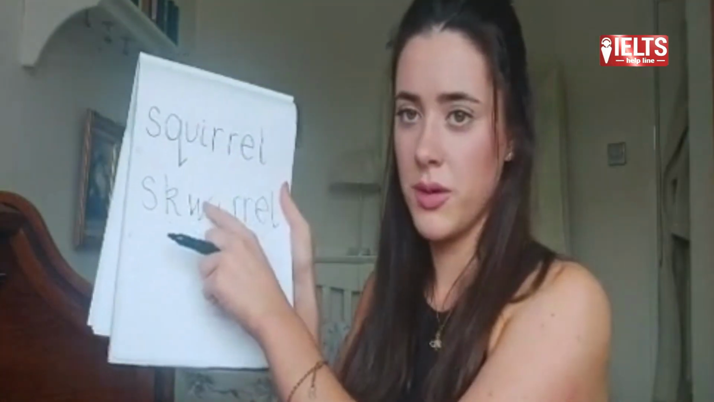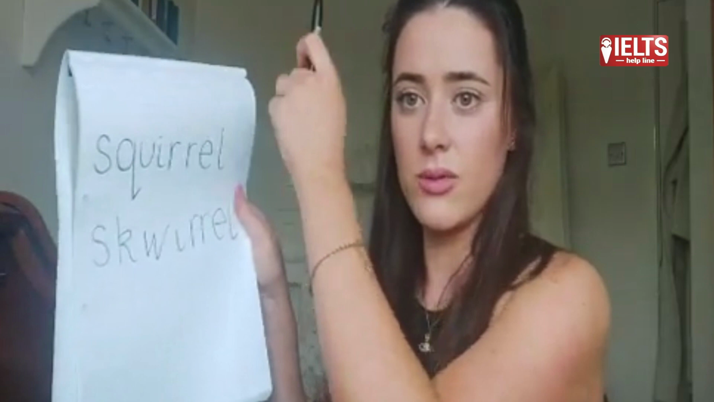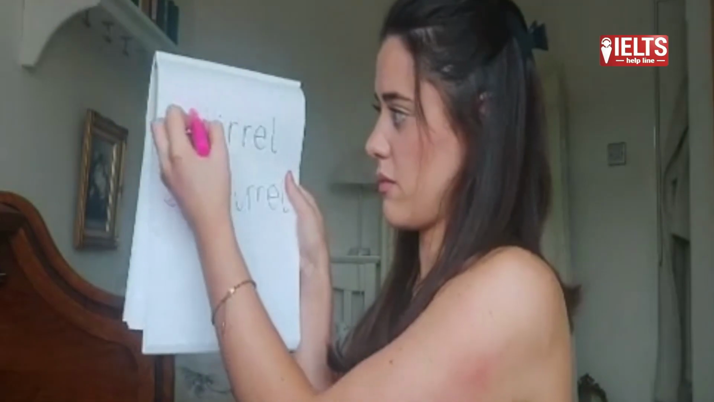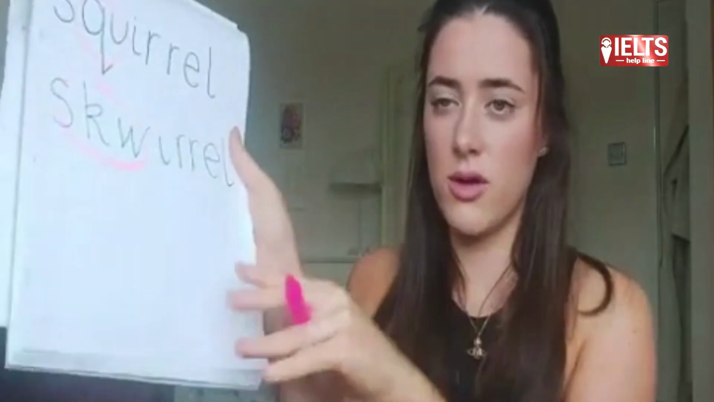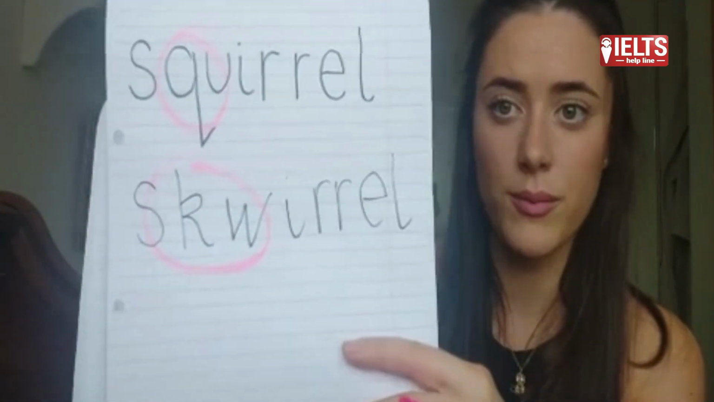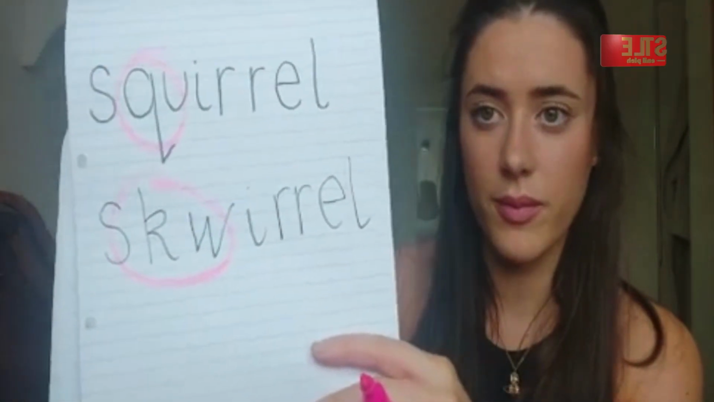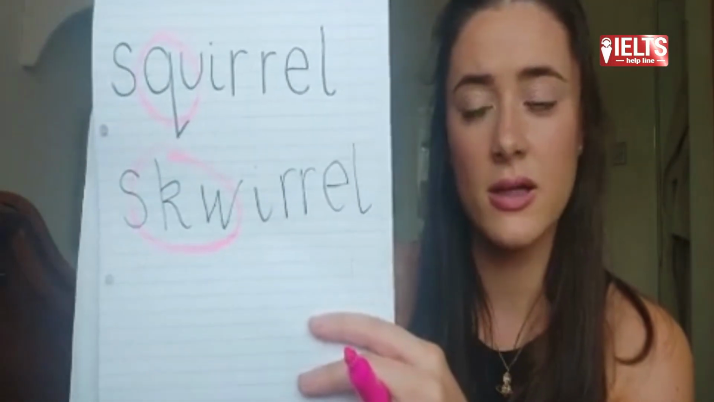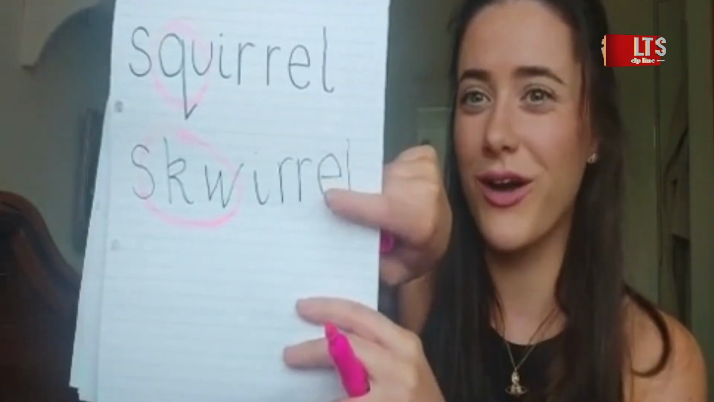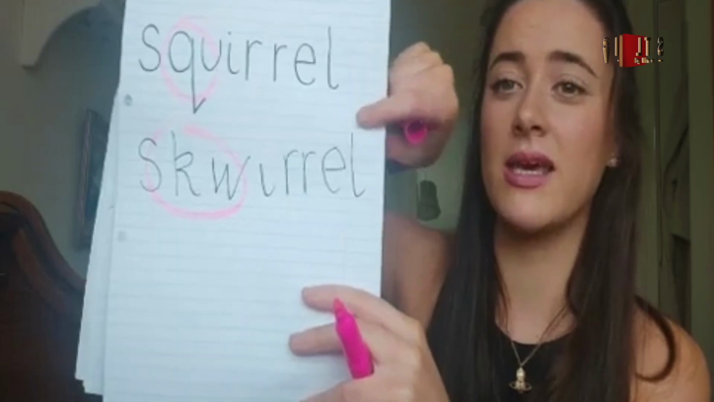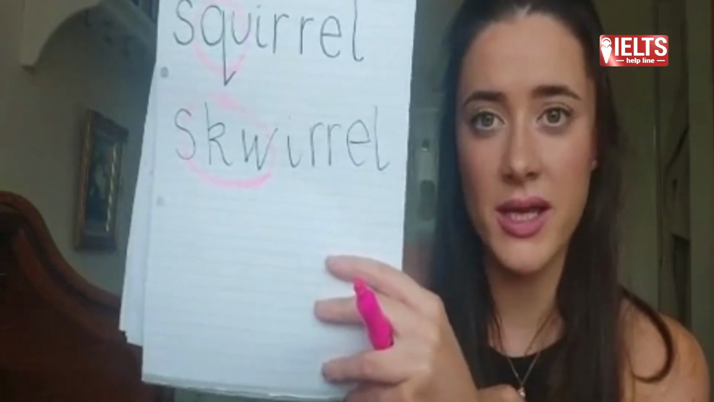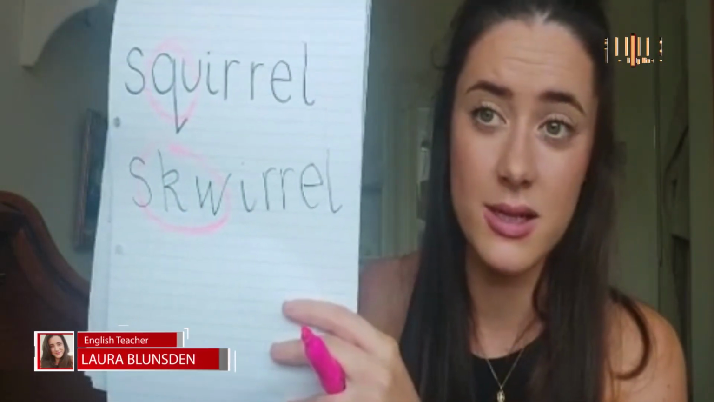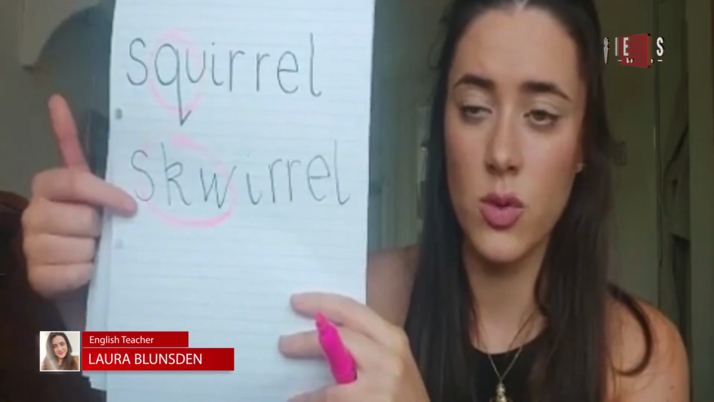SKW is that same sound as the Q and the U. I don't know if you can see that properly. Squirrel. I hope that has helped. Obviously don't spell it like that one. That is the correct spelling, but that is what we call a phonetic spelling. So that's how you'd spell it if you spelled it how you say it.